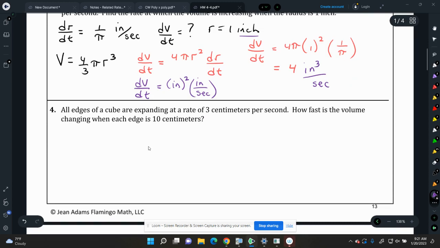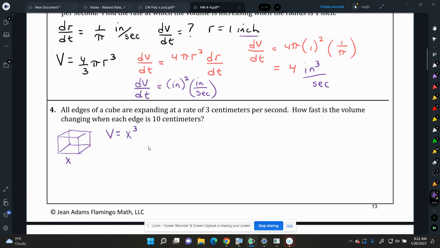Okay, number 4. All edges of a cube are expanding at a rate of 3 centimeters per second. How fast is the volume changing when each edge is 10 centimeters? What's the volume of our cube? I'm going to call the side X. If that side is X, what's the volume? X cubed, okay?